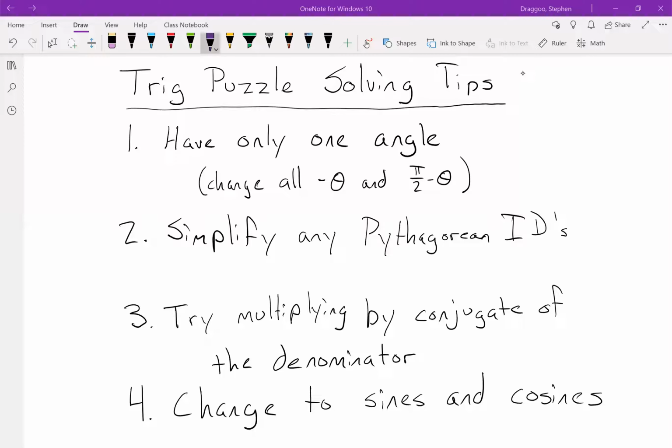And then my fourth and final tip is if you've tried all the other 3 things and you're still not at a place where you know what to do next, try changing everything to sines and cosines. And oftentimes that can simplify things as well, or at least keep you moving. So with that in mind, let's go over some of the problems.